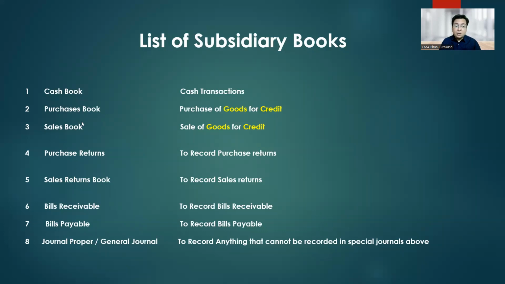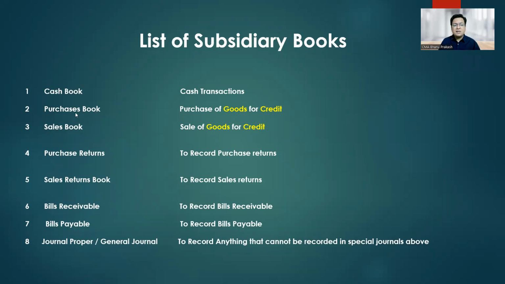Here, the note for purchase and sales book is you should be recording purchase of goods only that are purchased for credit. These are the highlighted words you see. The purchase book is going to record transactions of goods purchased on credit. Similarly, the sales book is for sale of goods sold on credit.